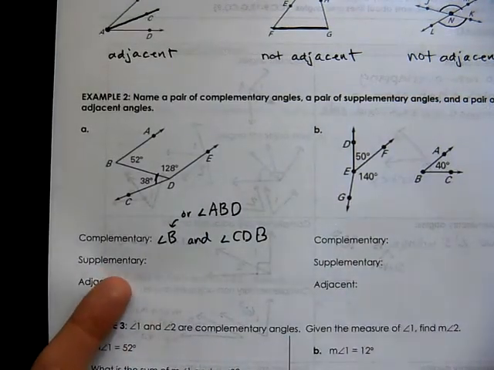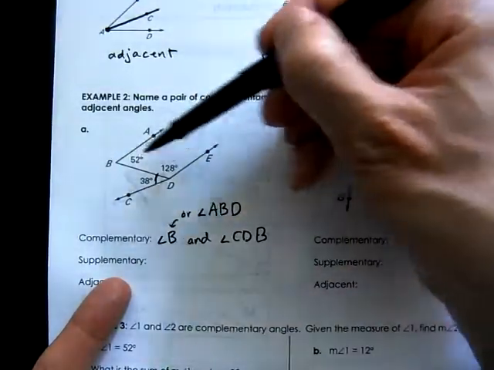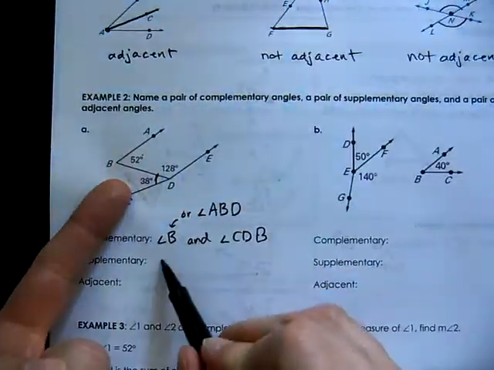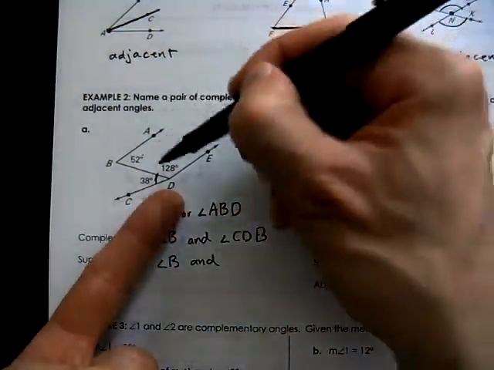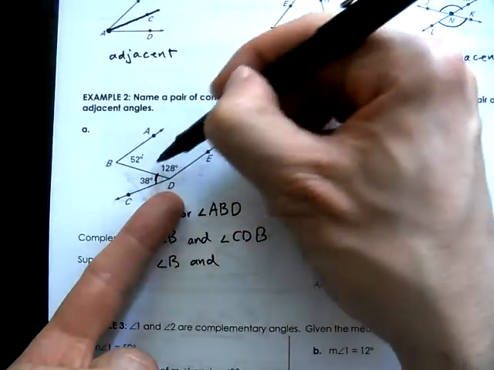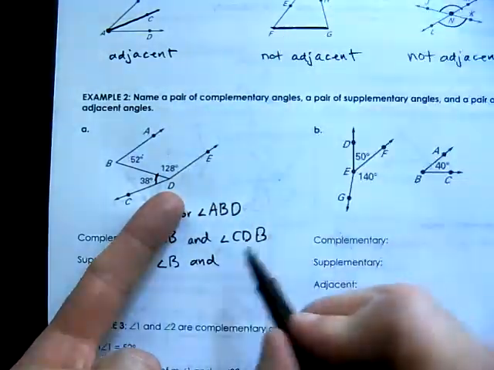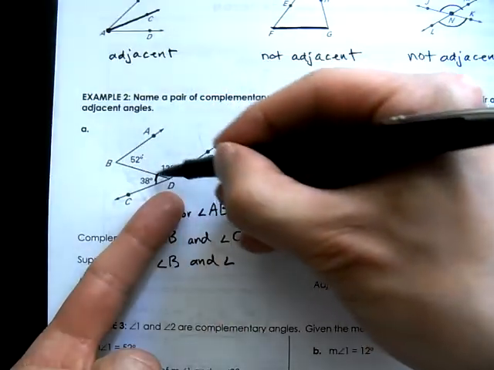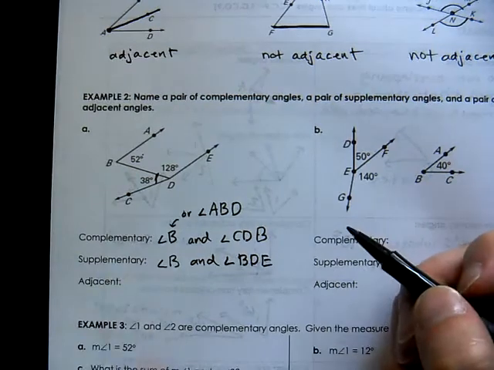For a pair of supplementary angles, we need two angles that add up to 180 degrees, and that will be these two, the 52 degree angle and the 128 degree angle. So again, we have angle B, and its supplement is over here. Again, you can't just call that angle D. We have too many angles that share a vertex at D. We need to use a three-letter combination. So angle BDE. Forwards or backwards is okay.